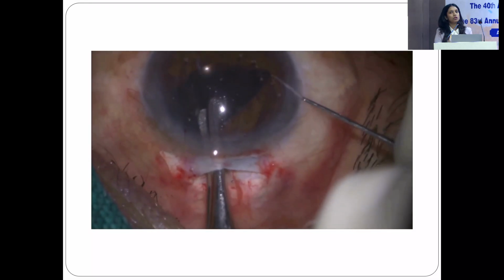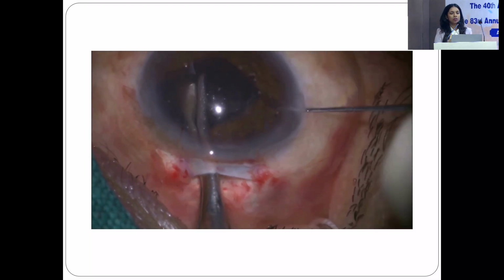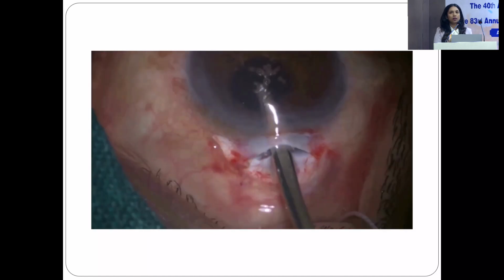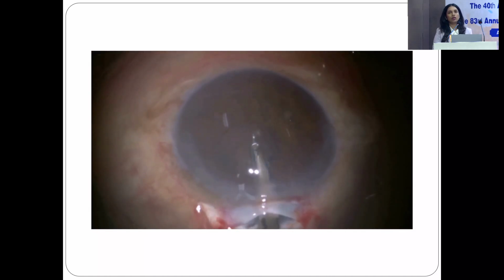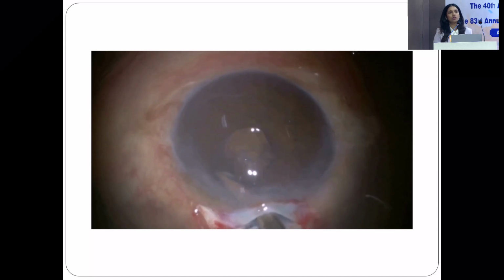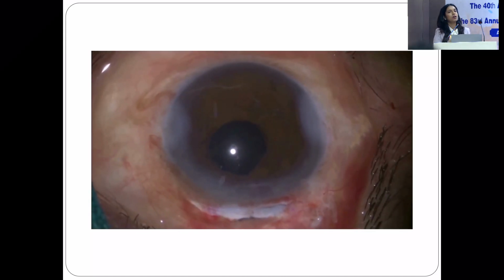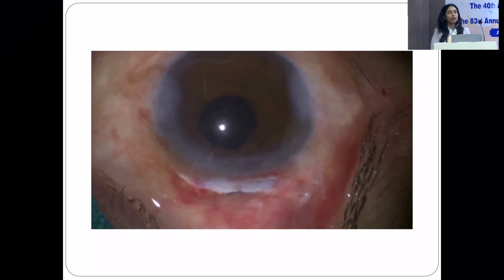So these are small tips that we can use. Although it's an easier technique, these techniques help us to place the iris claw at the center of the pupil so that there are very fewer chances of decentration, ovalization of the pupil, or late disenclavation of the iris claw lenses.